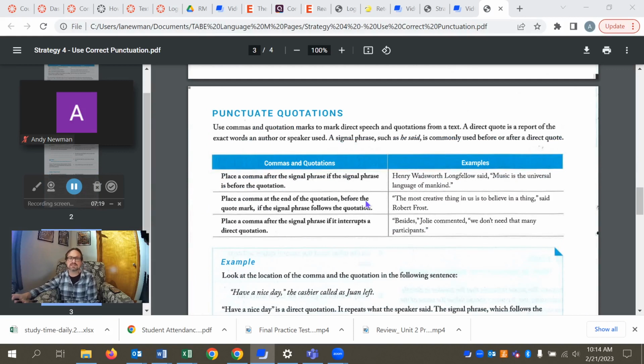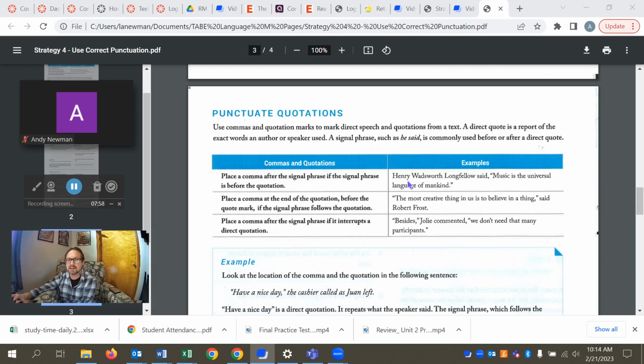Okay, some more uses of commas, and this is when we're using them to help punctuate quotations. So use commas and quotation marks to mark direct speech and quotations from a text. A direct quote is a report of the exact words an author or speaker used. A signal phrase such as he said is commonly used before or after a direct quote. So, we're using the comma to separate the signal phrase from the quote itself. So in our first example, place a comma after the signal phrase if the signal phrase is before the quotation.